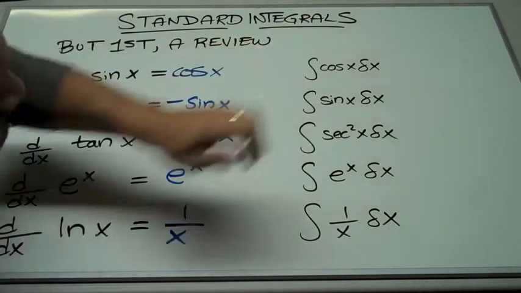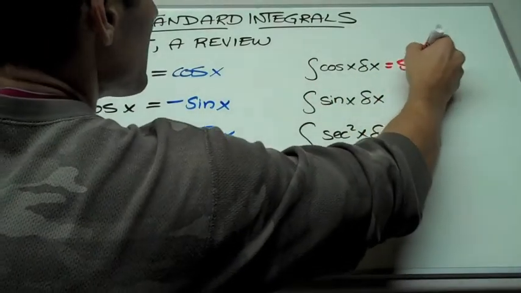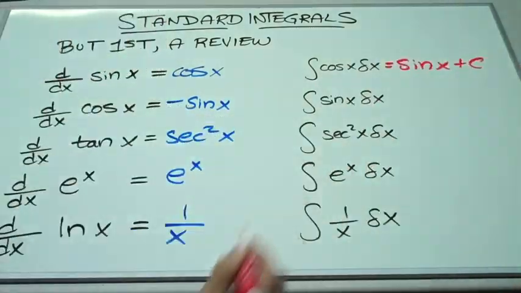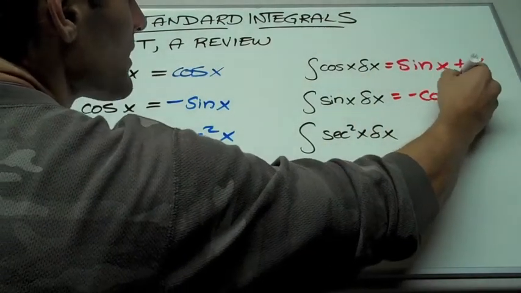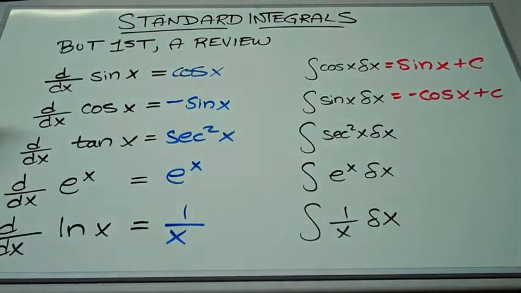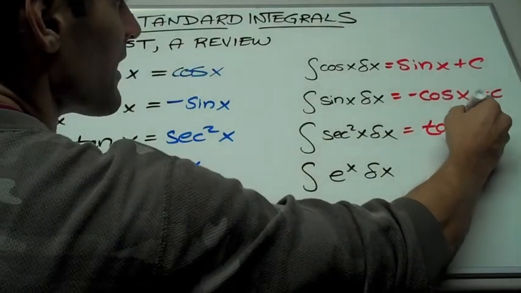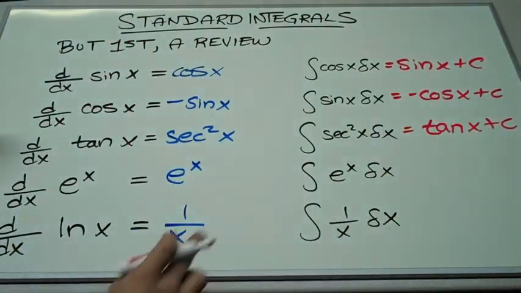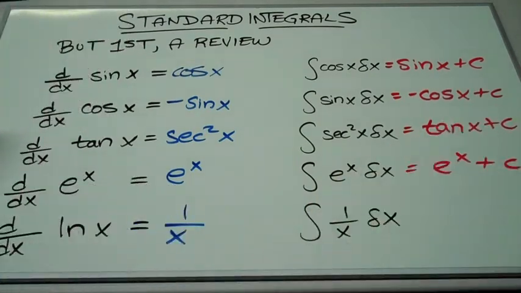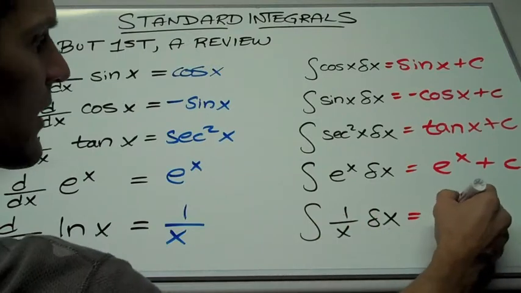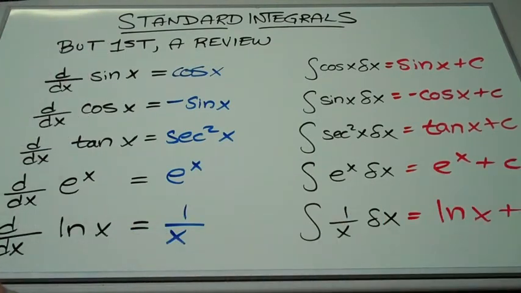The antiderivative of cosine x dx is sine x plus c. The integral of sine x dx is negative cosine x plus c. The antiderivative of secant squared x dx is tangent x plus c. The integral of e to the x dx is e to the x plus c. And last but not least, the integral of 1 over x dx, or x to the negative 1 dx, is natural log x plus c.